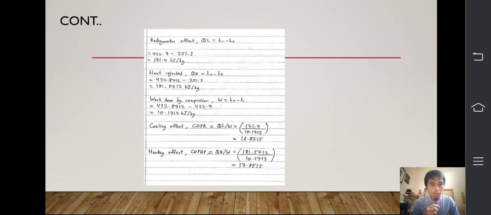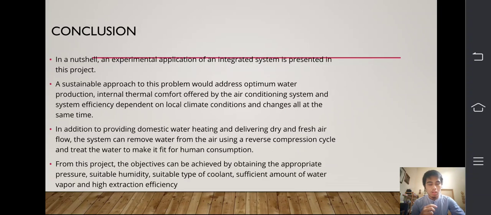The work done by the compressor, W, is equal to H2 minus H1, and we get 10.1712 kilojoule per kilogram. For the cooling effect we get 16.8515, and for the heating effect we get 17.8515.